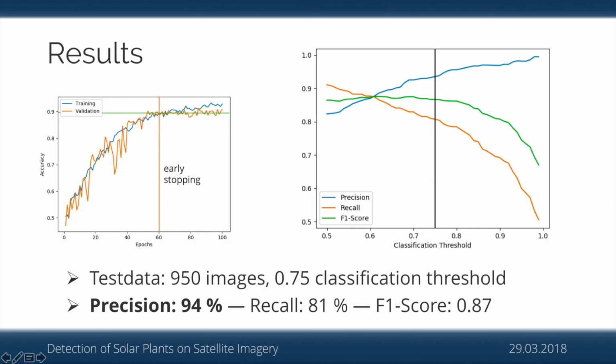We can also see in this graph that we have to make some trade-offs between precision and recall. Of course, the higher the precision, the lower the recall. And we chose 0.75 as a threshold, as it still provides a high level of precision without strongly decreasing recall.